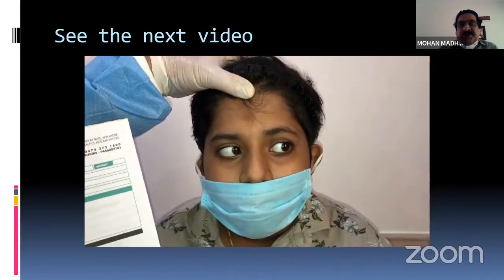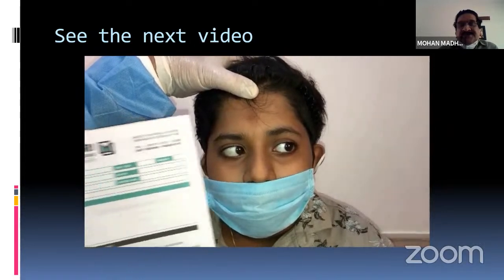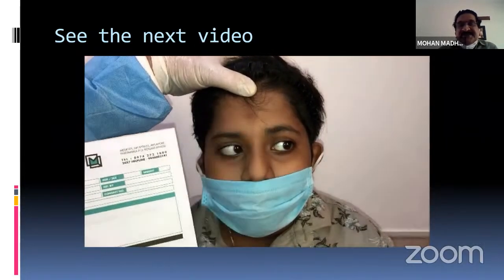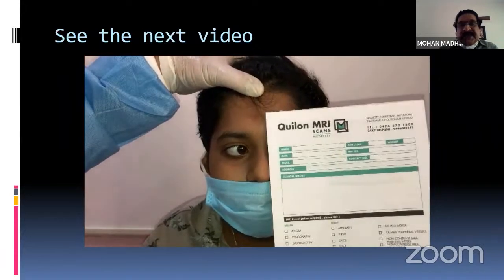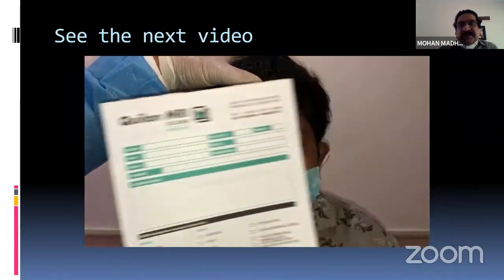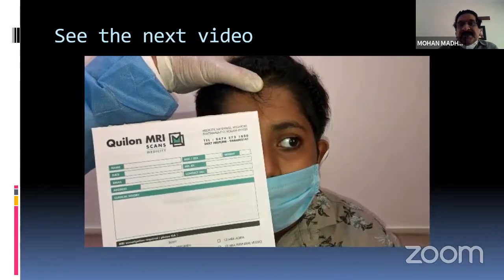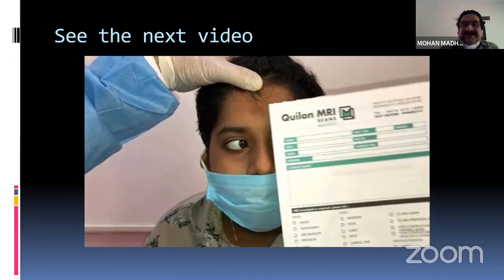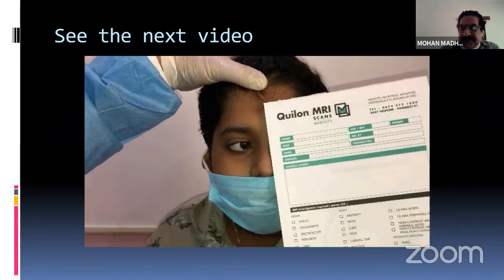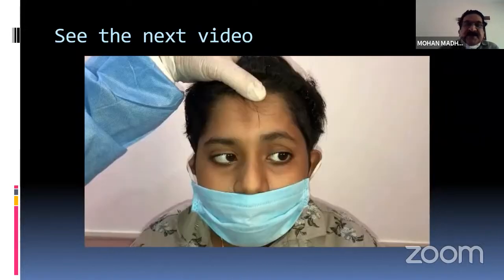Now I am going to do our test to find out whether primary and secondary deviation are equal or not. The degree of movement is equal. That means the primary and secondary deviations are equal. So it does not appear to be paralytic.